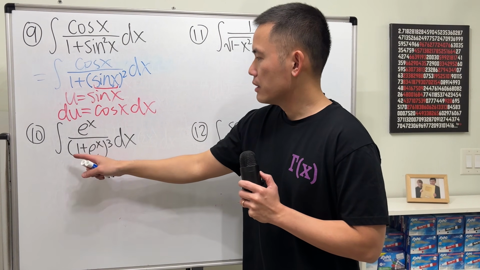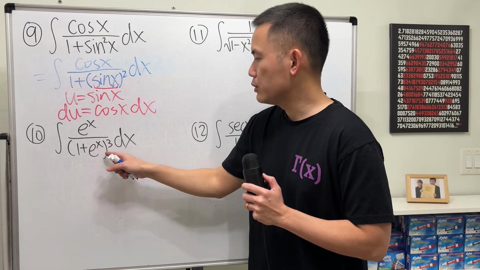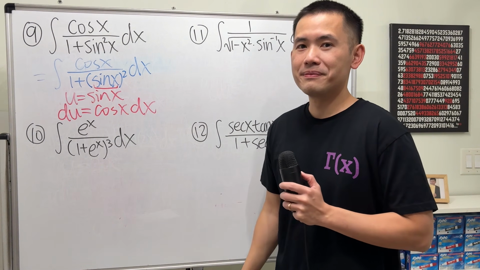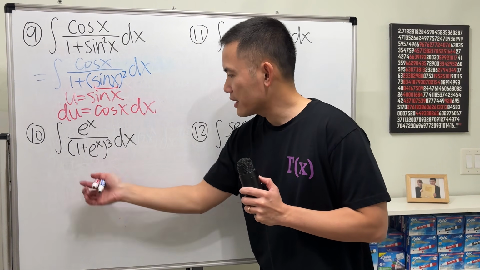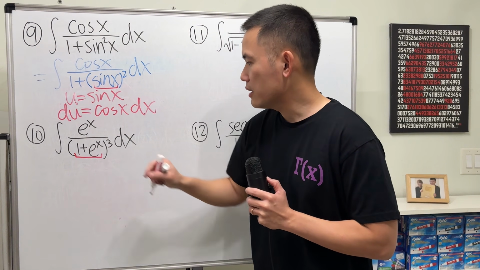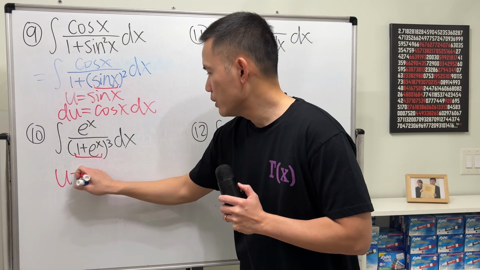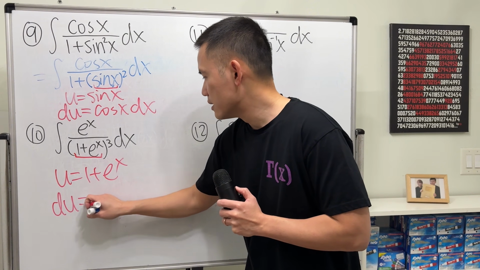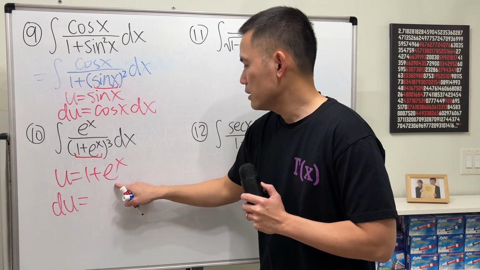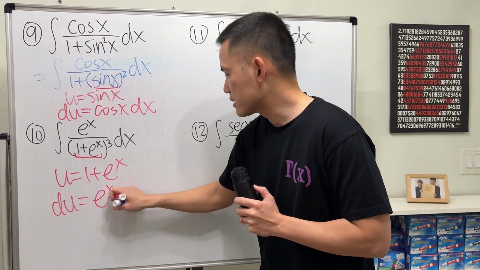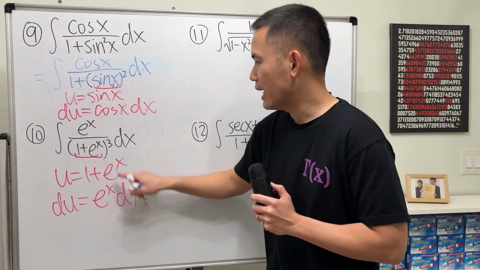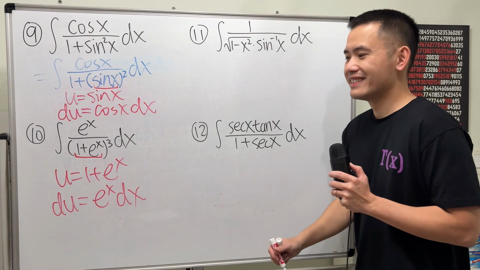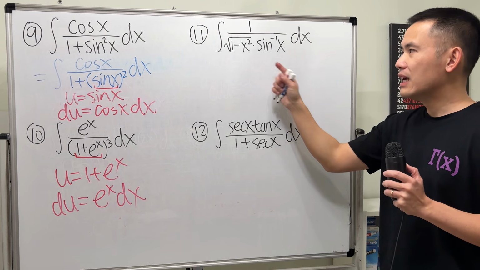Number 10, integral of e to the x over 1 plus e to the x to the third power dx. The inner function inside here, right? Take the plus 1 as well. Put u equal 1 plus e to the x. Differentiate that. The derivative of 1 doesn't matter. The derivative of e to the x is just e to the x. And we have that on the top. Very nice.